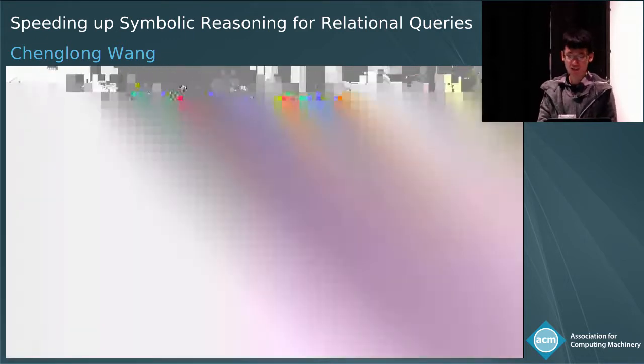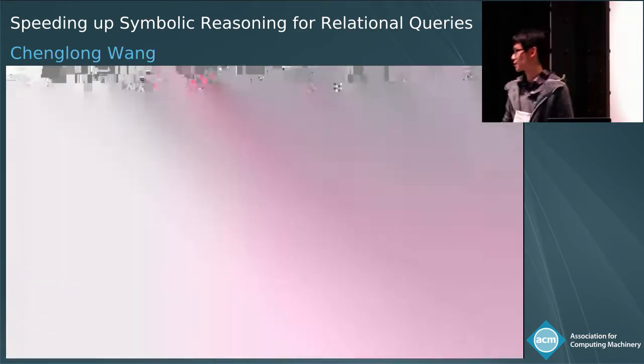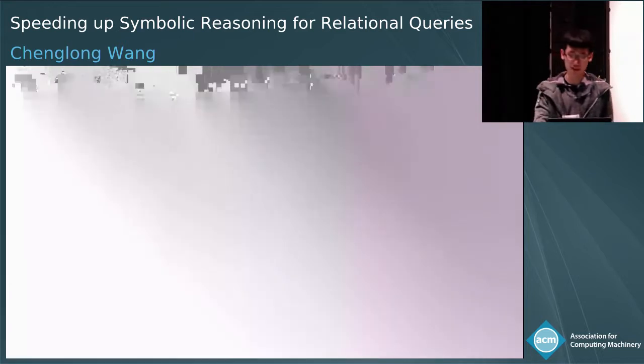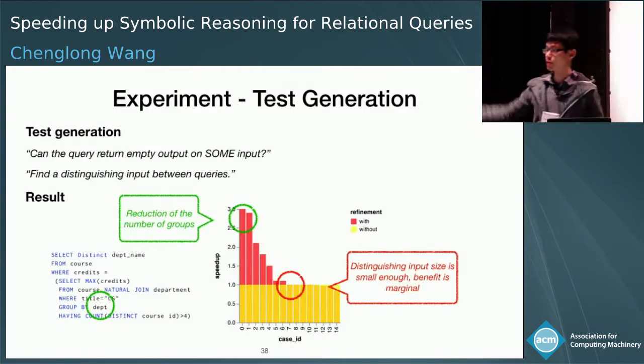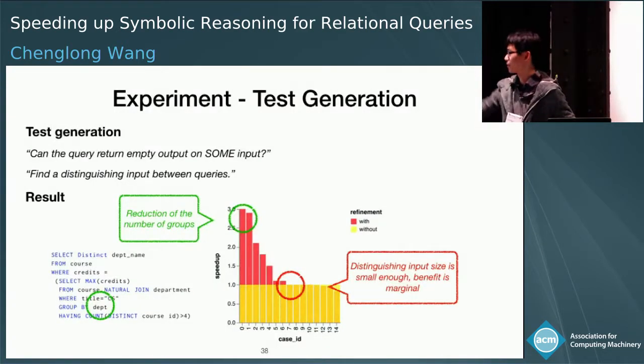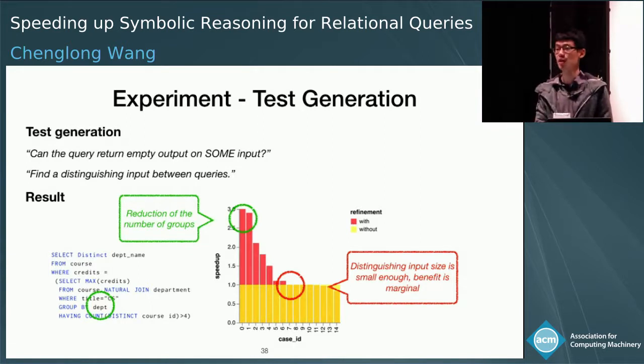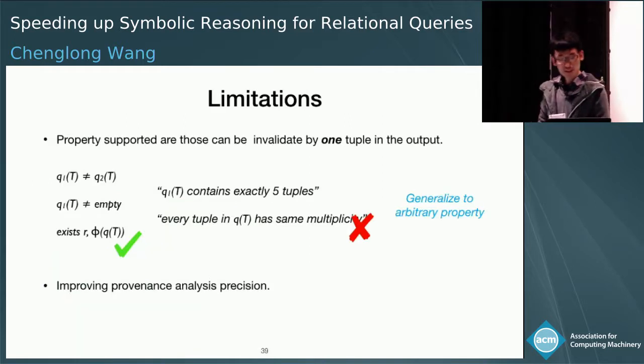Also in the case of test generation, it's pretty much similar. We're able to show speed up on some cases, like when they require multiple groups. The speed up is a little bit limited in the case that the counterexample is very small, because it's marginal to gain. So there is one limitation, obviously. I'm not sure if obvious, but yeah.